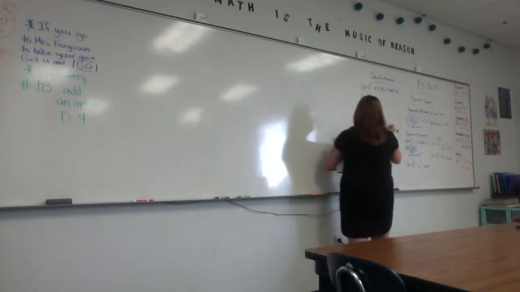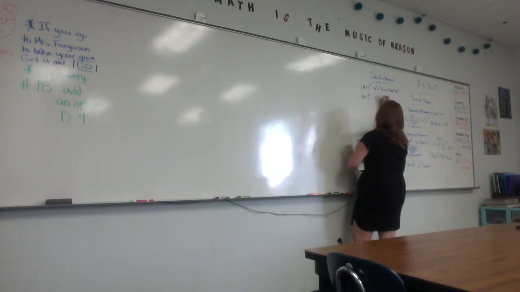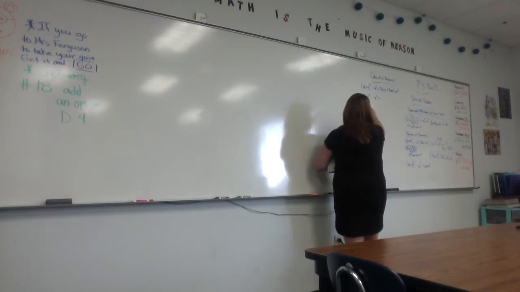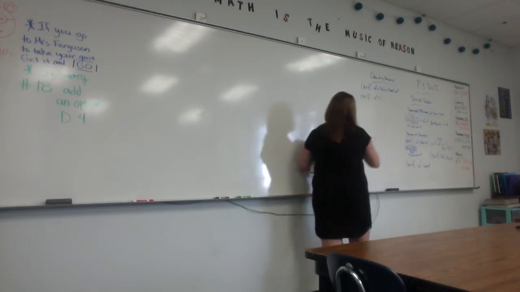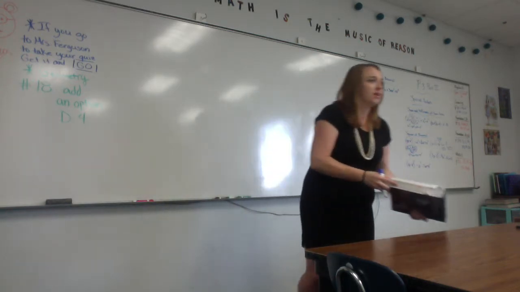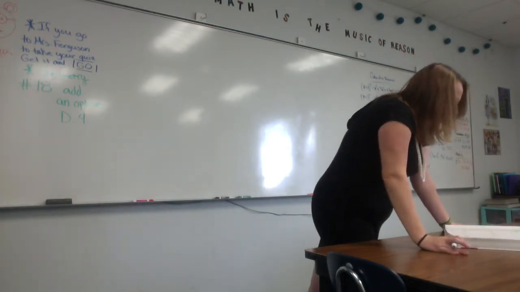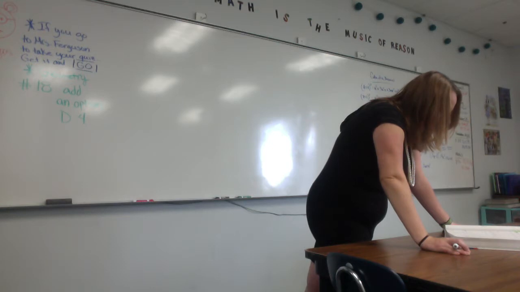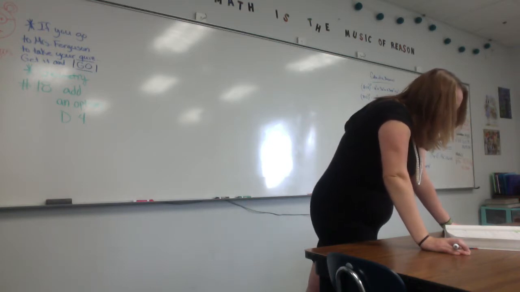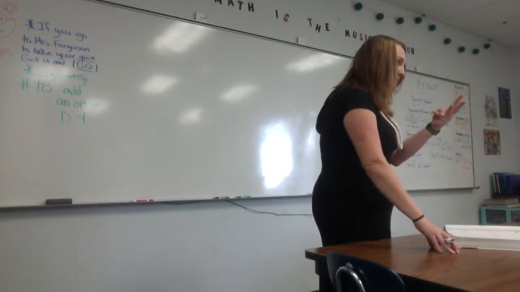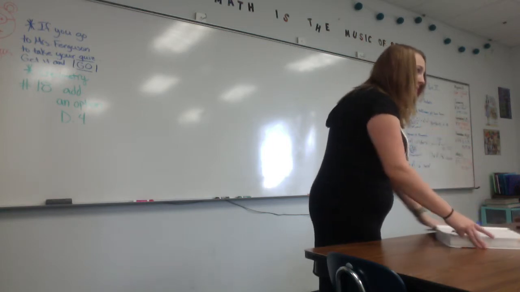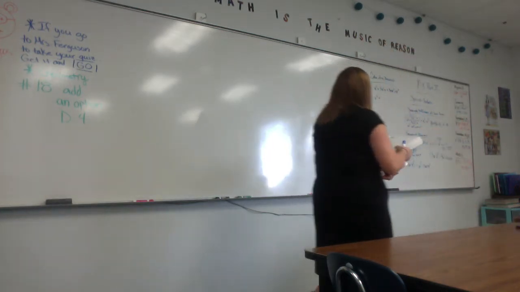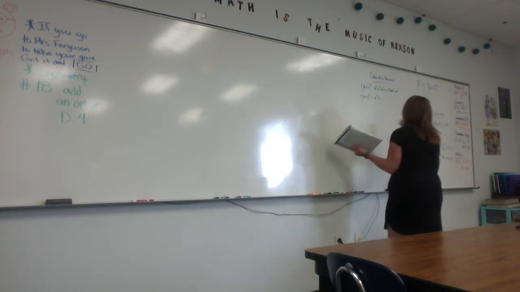X cubed. The next term would be whatever x times 2 is. Yes, this one gets tricky. So the next term is whatever x times 2 is, so 2x, right? But you have to multiply it by 3 because there's 3 of those. So 2 times 3 is 6. So you get 6x squared.